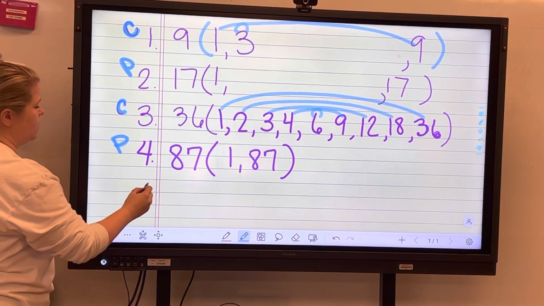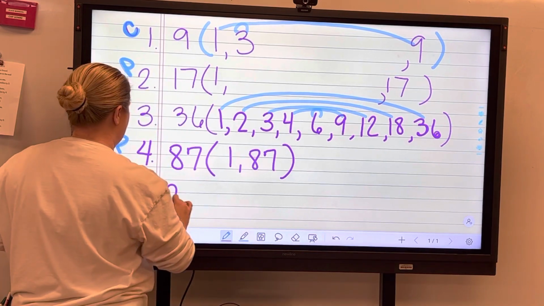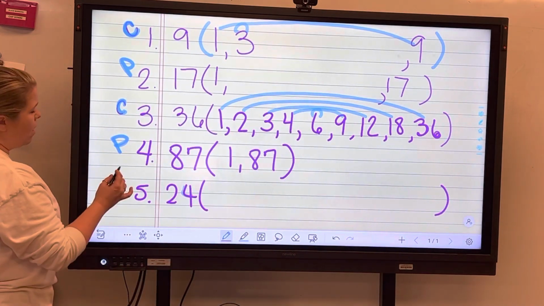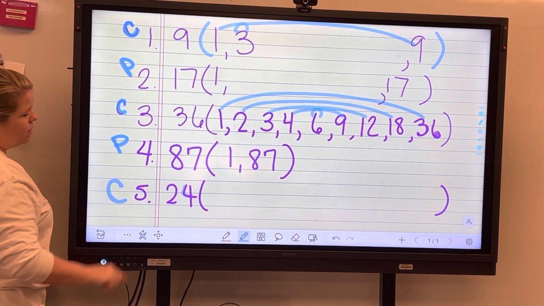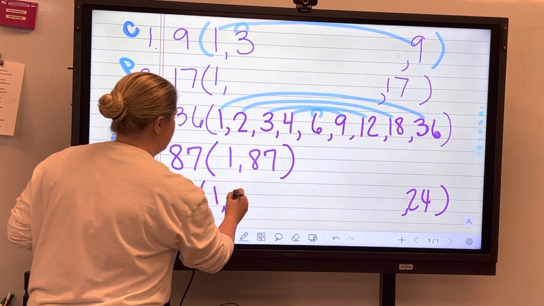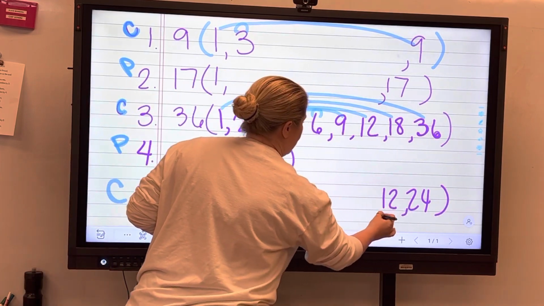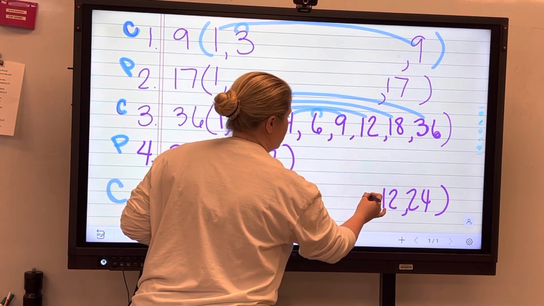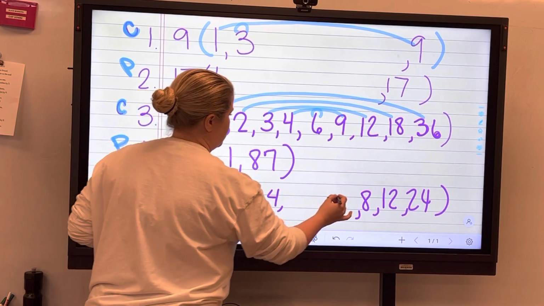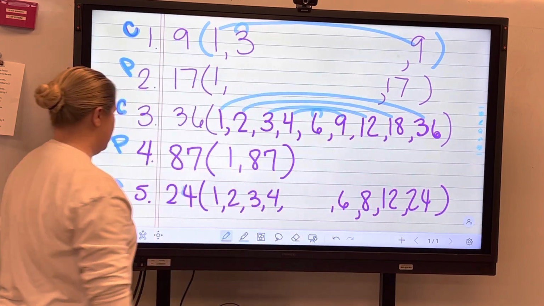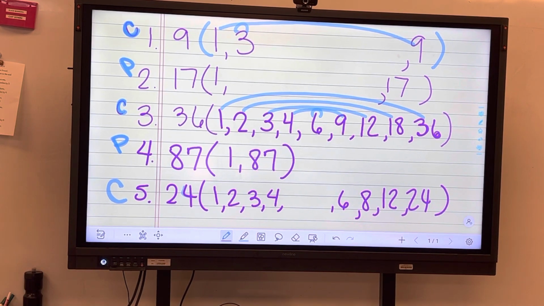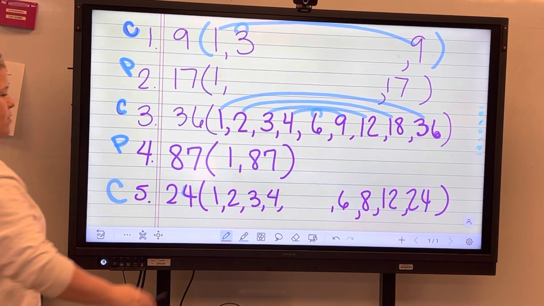All right. Let's look at number 5, which is 24. And it's composite. Good. How do you know right away that it's composite? It's even. What's the only even number that is prime? 2. Good. All right, so we're going to start with 1 and 24, then 2 and 12. 3 and 8. 4 and 6. 5 and nothing. Good. 6 and, you can't do that, it would repeat. It's already up there. So we are done.